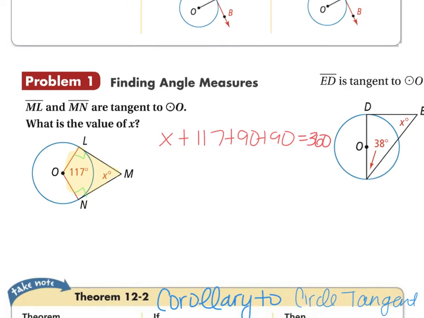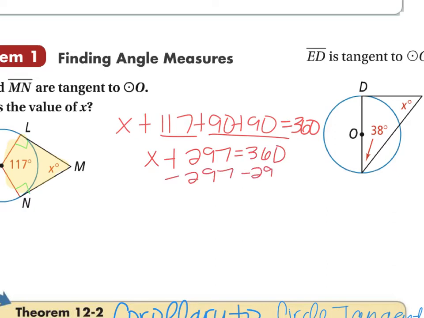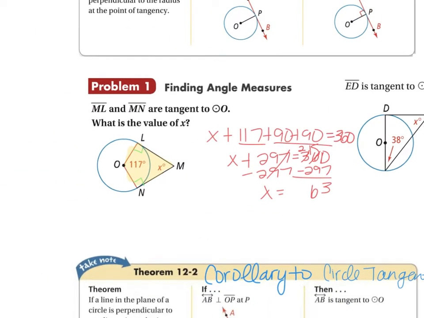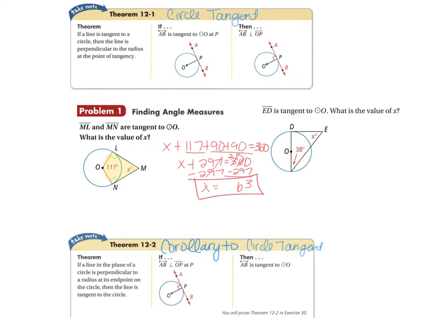Okay, now we're ready to solve it. Just combine your like terms. When we add those up, we get 297, so 297 plus X equals 360, then subtract 297 from both sides. So we have X equals, I'm sorry, doing a little bit of math, it would be 63. And does that seem like a realistic number for that angle? I would say yes.